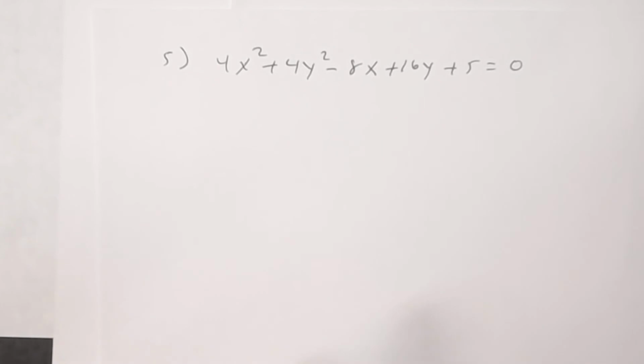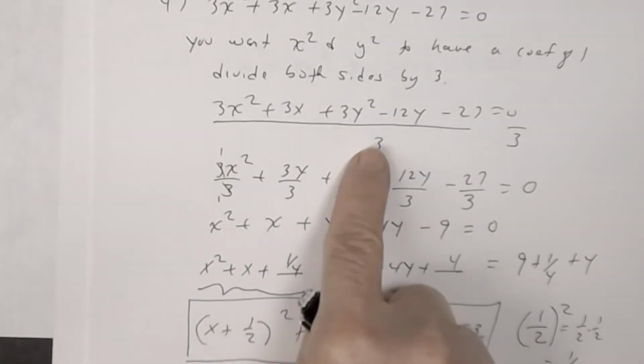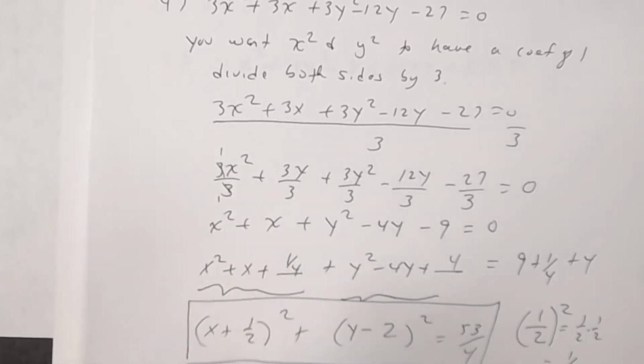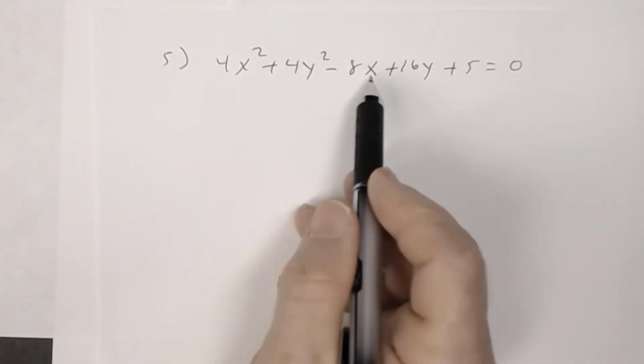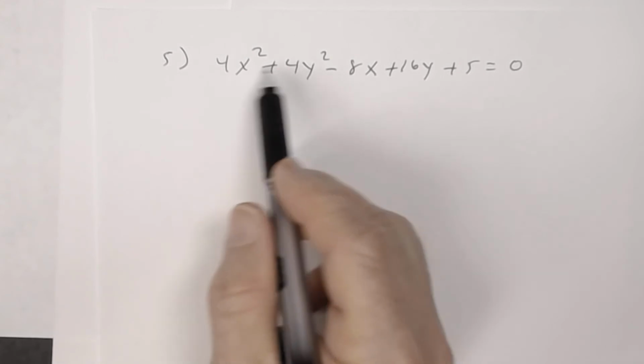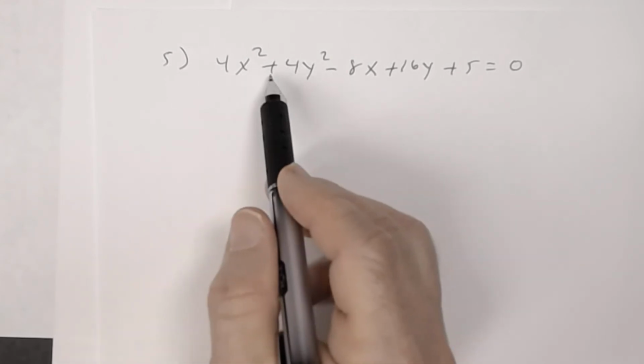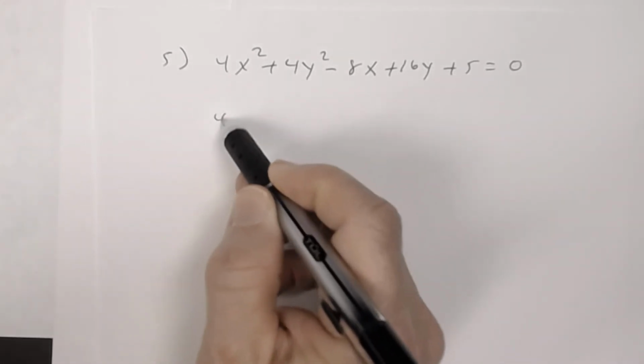So what I'm going to do, just like we did the previous problem, just like we did here, we're going to divide both sides by that coefficient. So the coefficient of x squared is 4, and y squared is 4. They're the same. They have to be the same to be a circle. All right, so I'm going to go ahead and rewrite this over.